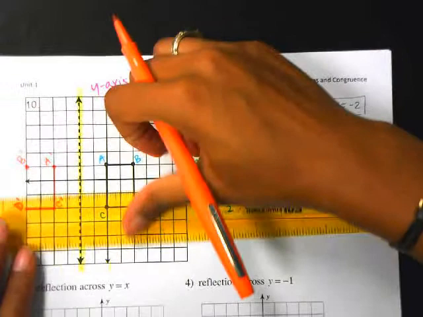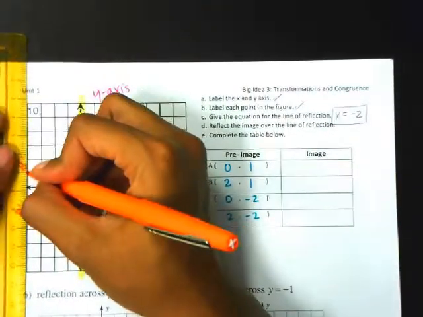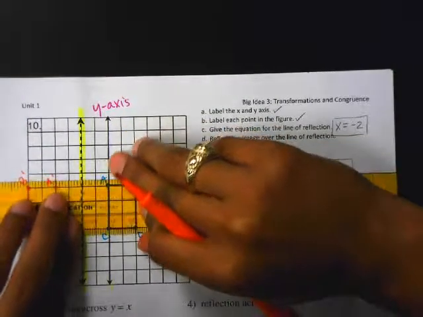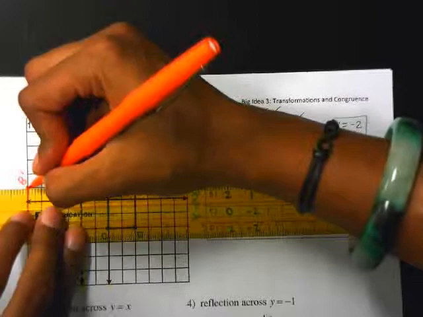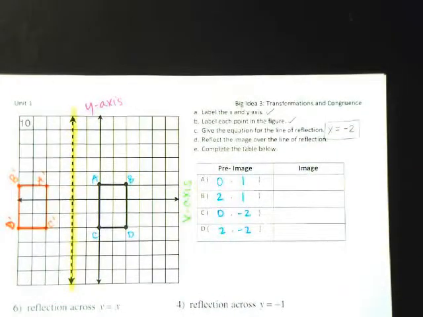Alright, and your figure should look like that. Okay, now we have to get the coordinates, so I'm going to go ahead and do that: A prime, B prime, C prime, and D prime.